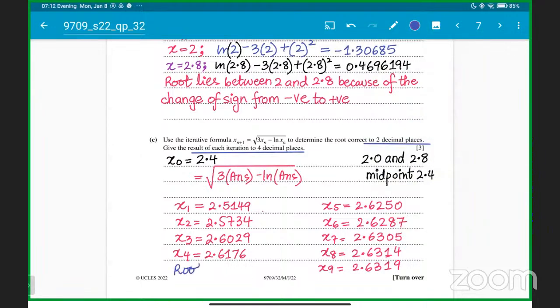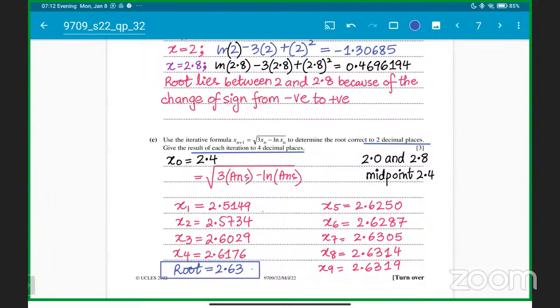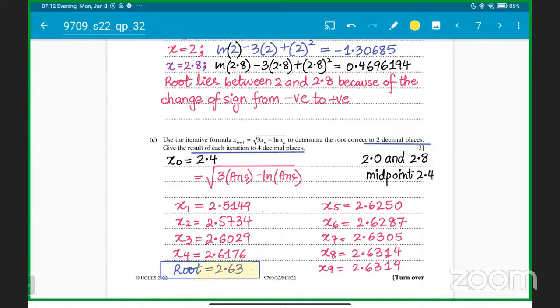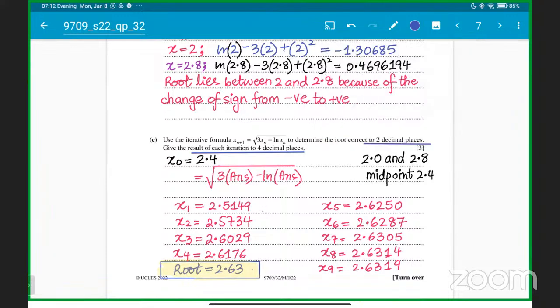Understood? Got this? The root value will be 2.63 to 2 decimal places. You have to give the final answer, and this will be correct for our working. Okay, everyone got this clear? Understood? Following? Any questions, any doubts? Let me know. So here we go. This will be root 2.63 as the answer.